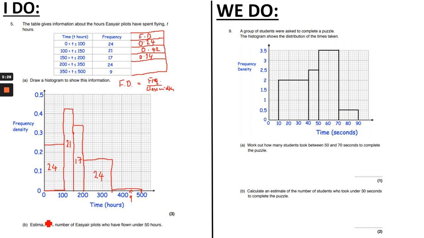Now it says, estimate the number of Easy Air pilots who have flown under 50 hours. Now the problem here is that we haven't got a group of just under 50 hours. We have got a group that goes from 0 to 100. Now there are 24 pilots that have gone from 0 to 100. So when it says to estimate, I'm just going to have to split the first group in half. So if we had 24 from 0 to 100, the estimation is that we've got 12 that are less than 50, but we are assuming that they're all spread out within that group.